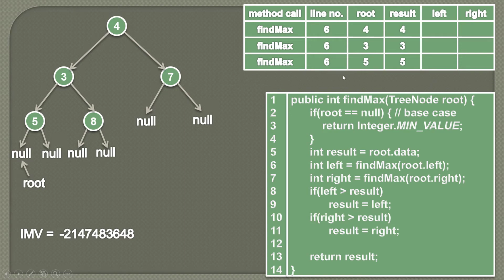This method will be removed from the call stack. Execution point will reach here. We will start our execution from line number 6 because we had left this method at line number 6. And here you can see whatever value this findMax method returned, we will simply store in this integer variable left, which was the integer's min value. So in the left we will simply store the minimum value of the integer. I am simply denoting it by imv here.